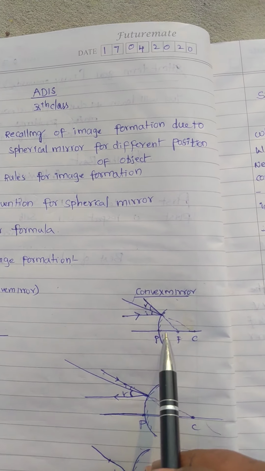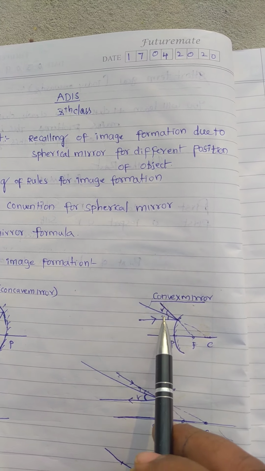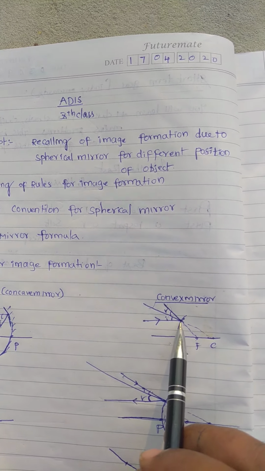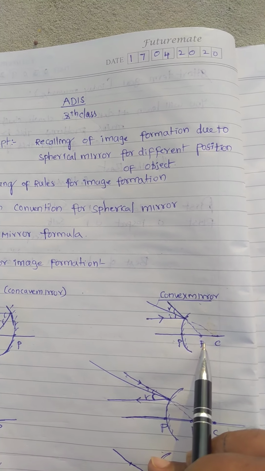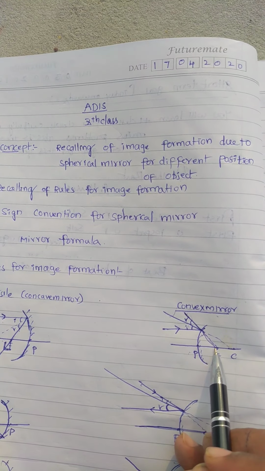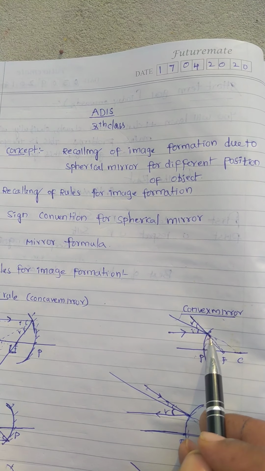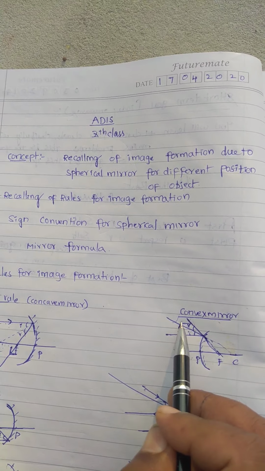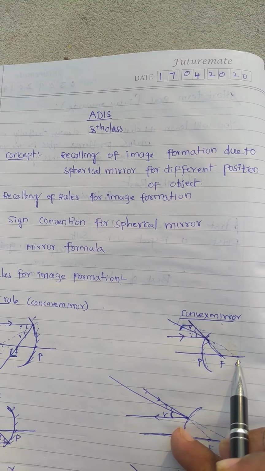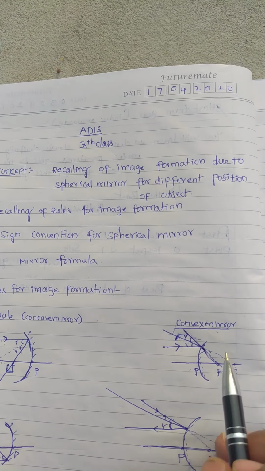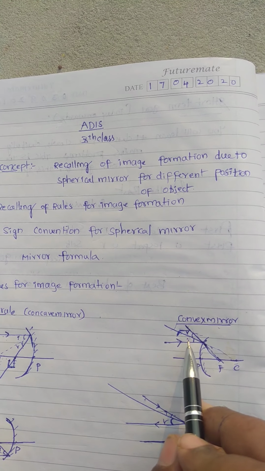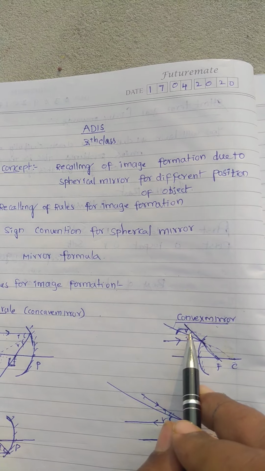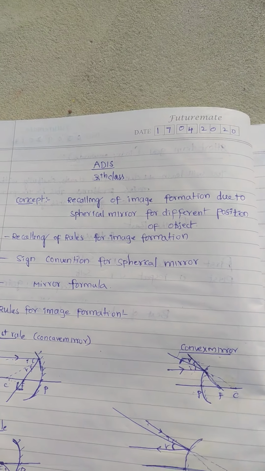See here, when the incident light ray passes parallel to the principal axis, after reflection it appears to pass through the focus. So it is a reflected light ray. This reflected light ray appears to pass through the focus. And here also the normal always passes through the center of curvature. And see here, the angle between the incident light ray and the normal is known as angle of incidence. The angle between the reflected light ray and the normal is known as angle of reflection. This is our first rule.